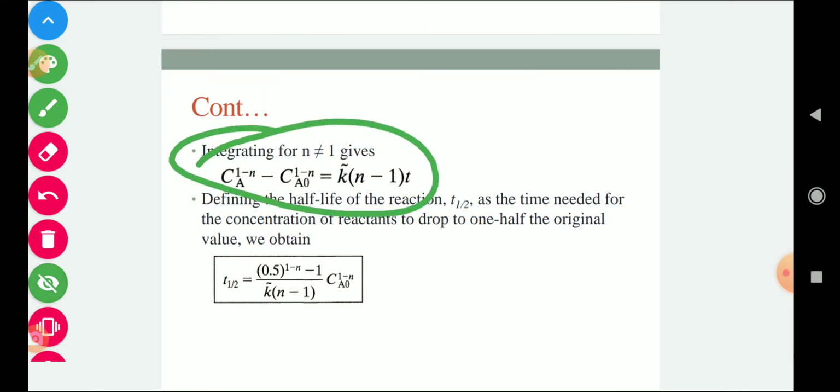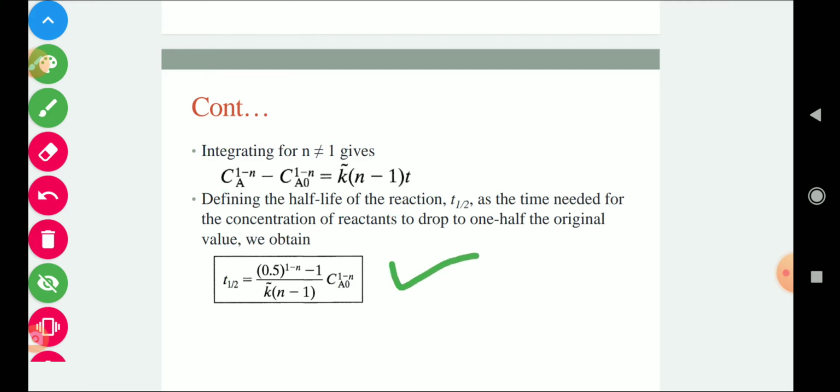For half life, it means half of the reactant is converted into product. So if you take t1/2, meaning half life time, and concentration is 0.5, here you have to put 0.5, so you will get this expression for half life period.